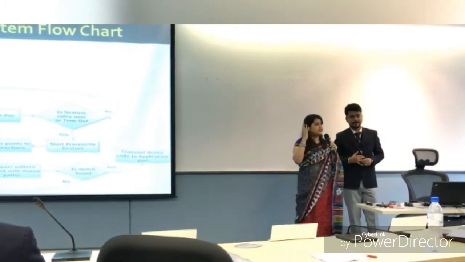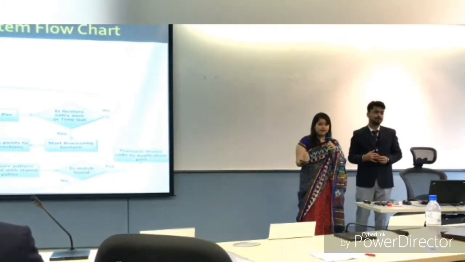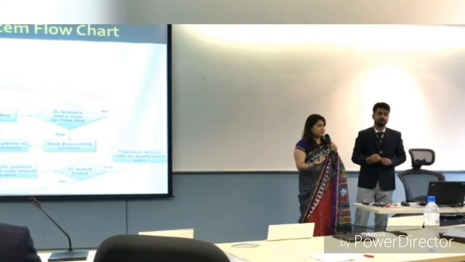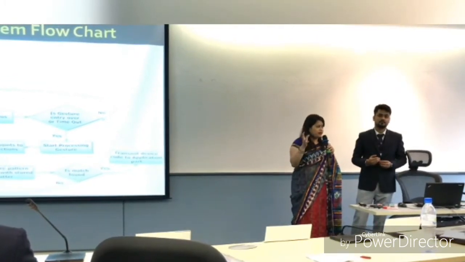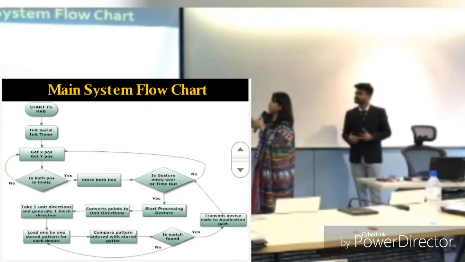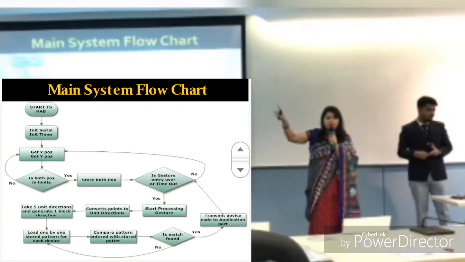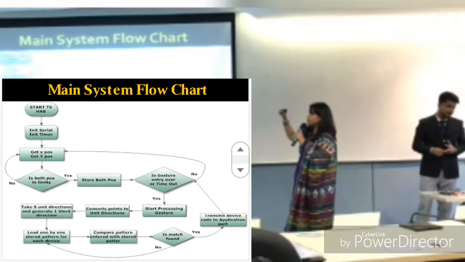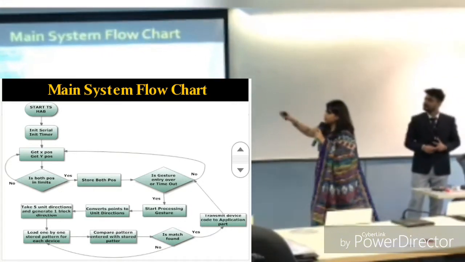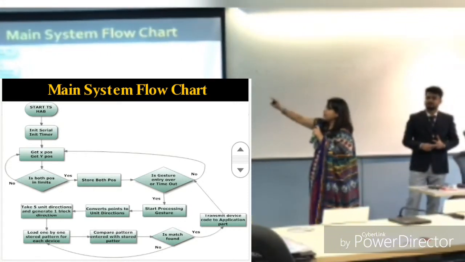I know a blind person doesn't need a light, but a person entering the room of the blind person might require it. This is the main system flowchart which we have designed. HAB is for Home Automation for Blind. It's a flowchart which is very much clear.